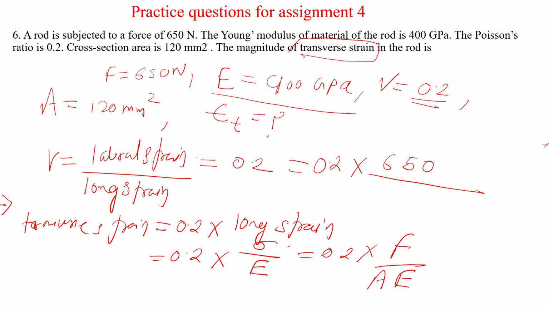Area is 1, but it is in mm square. To convert it into meter, 1 mm is 10 to the power minus 3, so it will be 10 to the power minus 6. Right? Into E, which is in gigapascal, so 4 into 10 to the power 9. It is gigapascal. Okay, just solve it. How much is it coming?